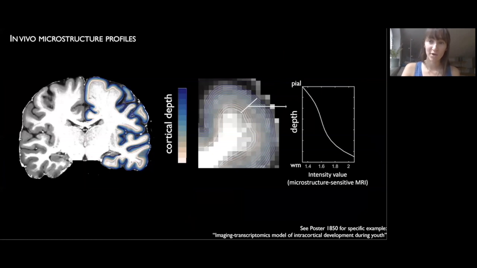So taking this a step further, we've translated the approach to microstructure-sensitive MRI. So it's the exact same approach, but now the intensities aren't reflecting staining, but a signal from the MRI. It's optimal to use quantitative sequences for this, but T1 over T2 also works quite well. The most important thing is to have higher resolution voxels. So sub-millimeter resolution voxels are best.